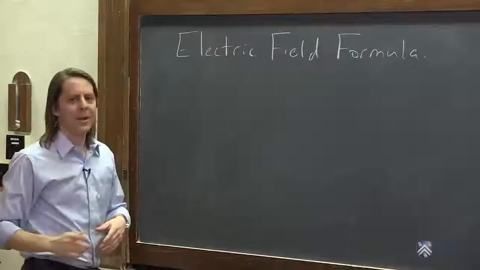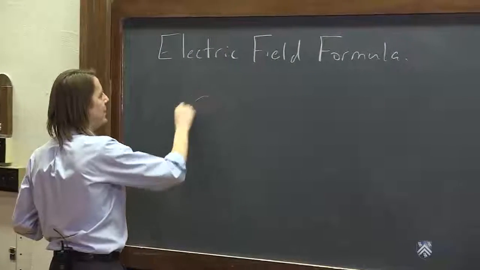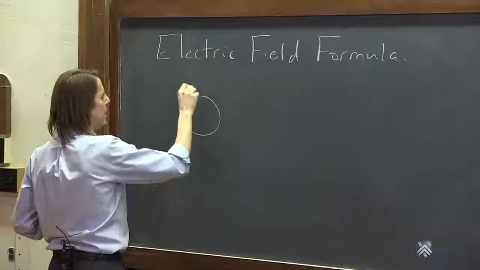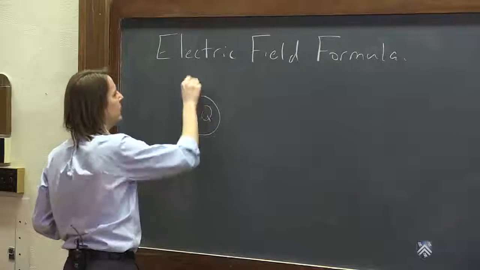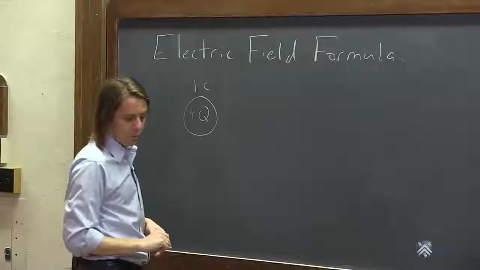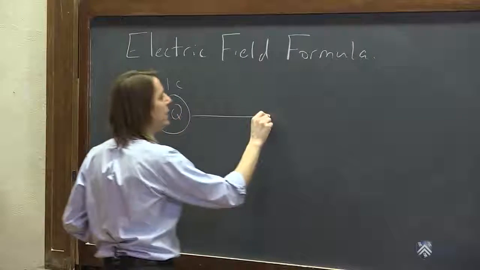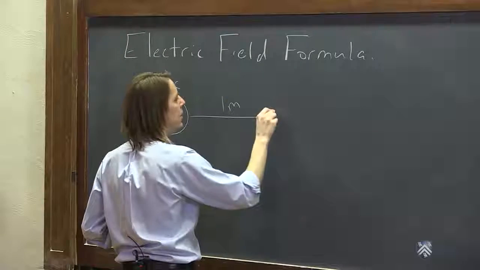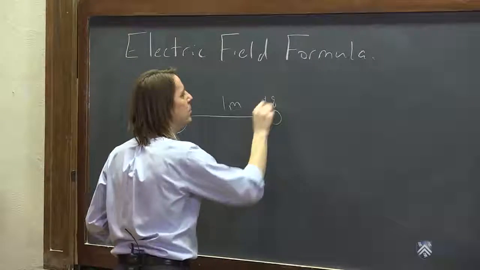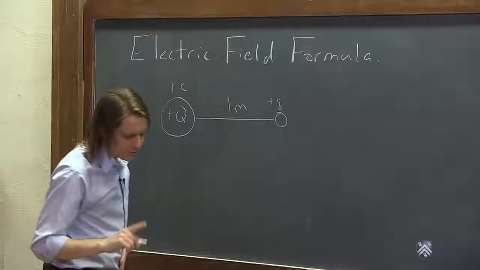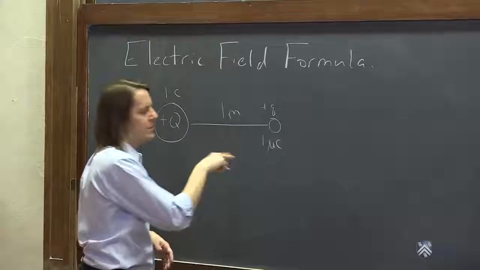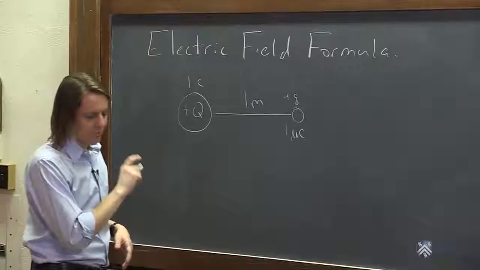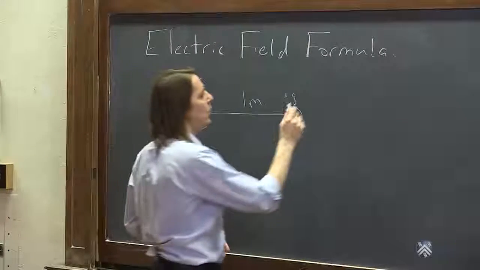To see how we want to define it mathematically, let's think about this. Let's imagine the big charge is here, and it is big plus Q, and it's 1 coulomb, a whole coulomb. And a meter away, 1 meter, we've got a little charge, plus q, and that one is 1 microcoulomb, 1 times 10 to the minus 6 coulombs, very small. So we could say, what is the force?